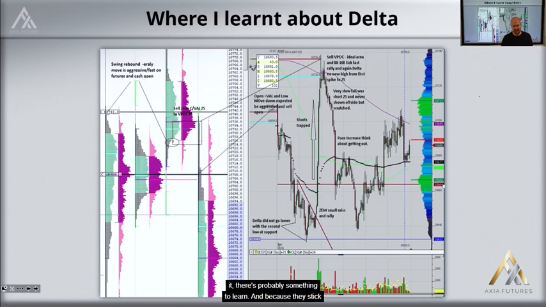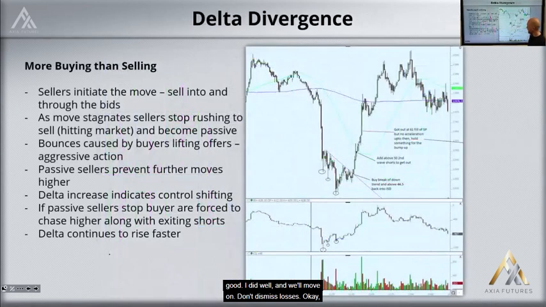And because those losses stick in your head, it's a much easier lesson to learn than looking at a winner and thinking to yourself, that was good. Because it's easy to look at that, say, right, that's good, I did well, and we'll move on. So don't dismiss losses.